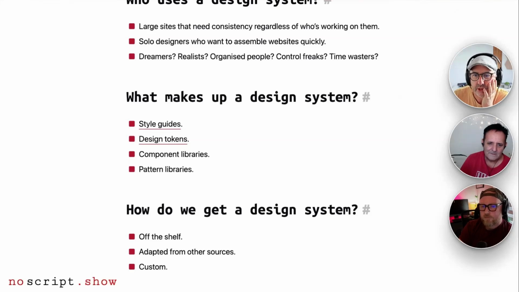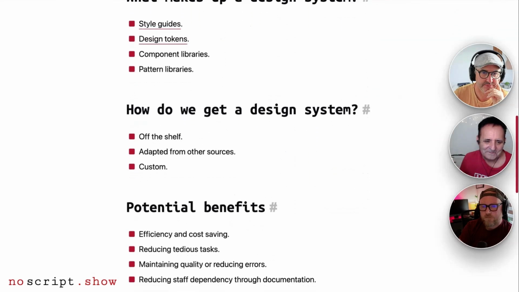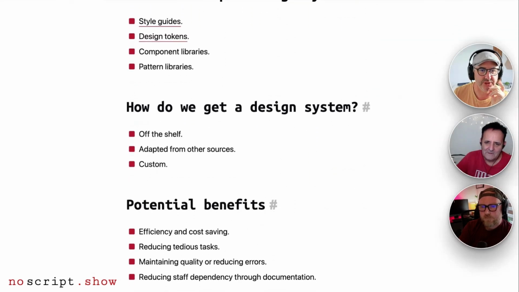Yeah. Okay, shall we move on to the next bit? How do we get a design system? All right. Okay. Three options: off the shelf, adapted from other sources, or custom. I'm guessing off the shelf is what most people are going to use. Yeah, I guess so. Well, I don't know.